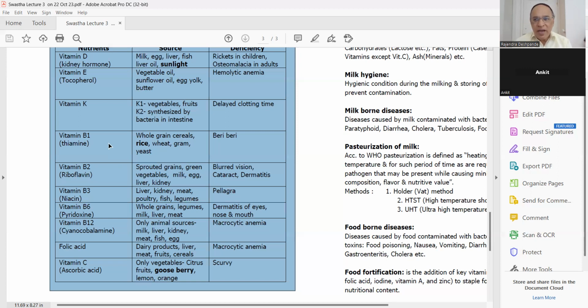Neurobion, N-E-U-R-O-B-I-O-N. Or, please write down, injection Polybion, P-O-L-Y-B-I-O-N. Neurobion or Polybion injection. It contains, please write down, vitamin B1, B6 and B12 together. For what? Tingling numbness of the hands and legs.